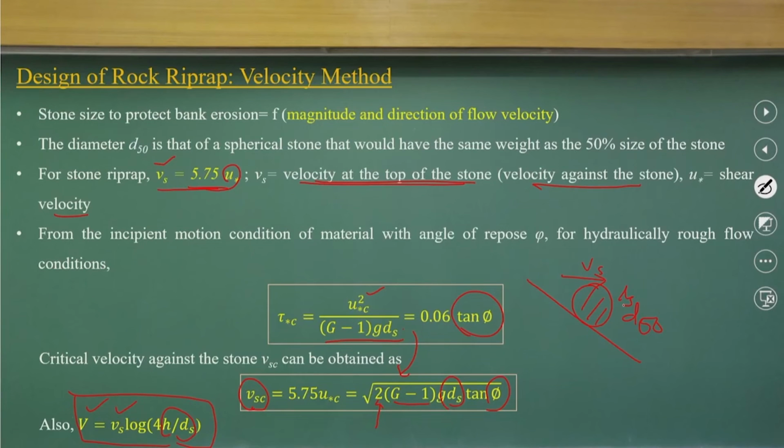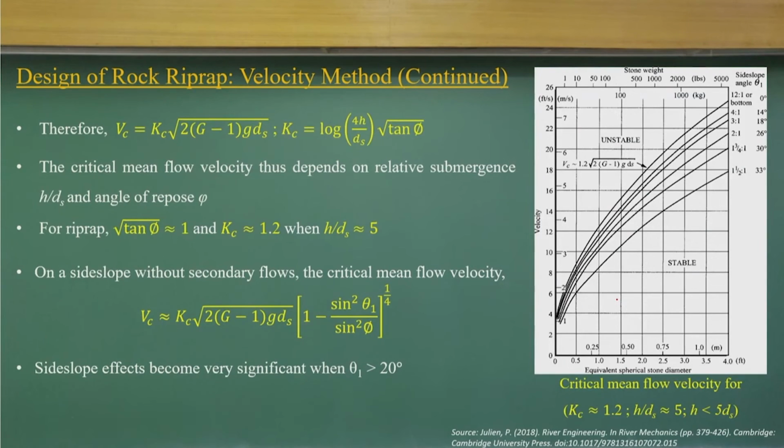So, substituting these two empirical relationships, finally we can get the Vc, the critical velocity or design velocity we consider, as a function of Kc. Kc is a function of h by Ds, which is the relative submergence, you can understand it, and the angle of repose, and you have the Ds value.